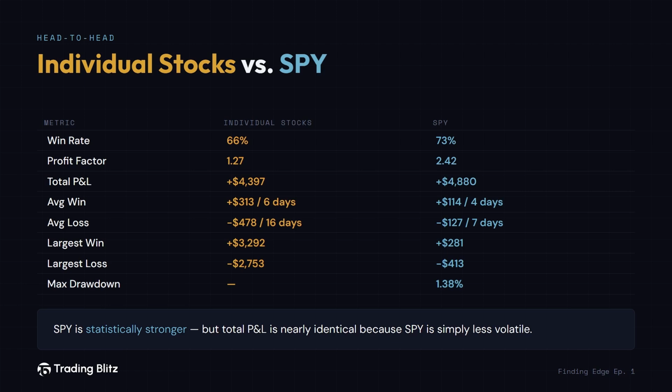Then we ran the same strategy on SPY, and this time we used TradingView's backtest engine. SPY came in with a 73% win rate and a much stronger profit factor at 2.42. So this was more consistent, but it generated smaller individual trade profits and losses, which is what you'd expect from an index that's structurally mean reverting. Now, the question I posed at the end of that video was this: can we improve on the indicator itself?